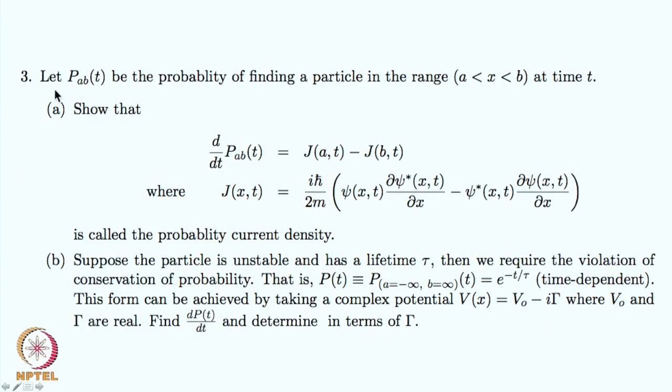And here problem 3 is about finding the probability. Let P_AB be the probability of finding the particle between a range, that is A and B, at a particular time. The problem is to show that the derivative of the probability is equal to the current density at A at time t minus the current density at B at time t, where this is the definition of current density J(x,t). So, J(x,t) is nothing but the probability current density.